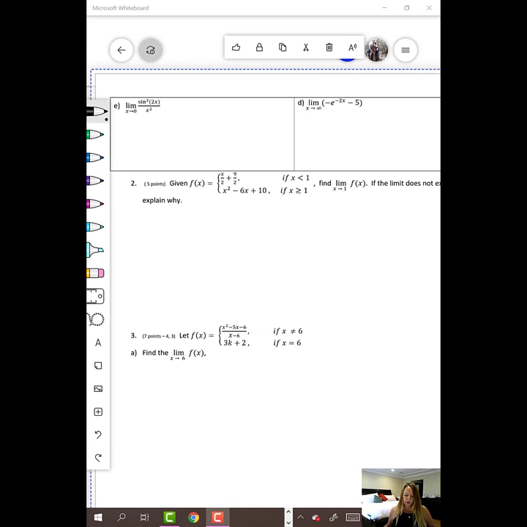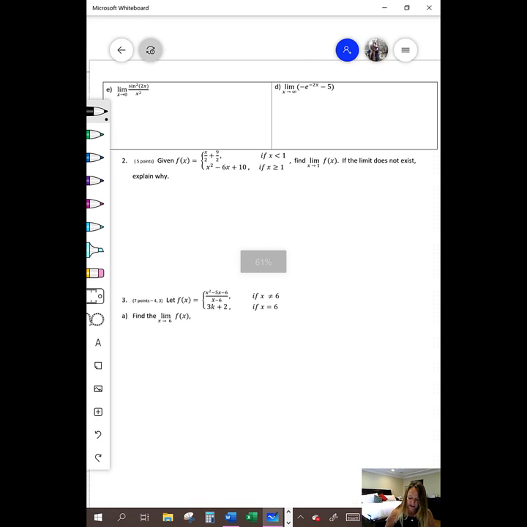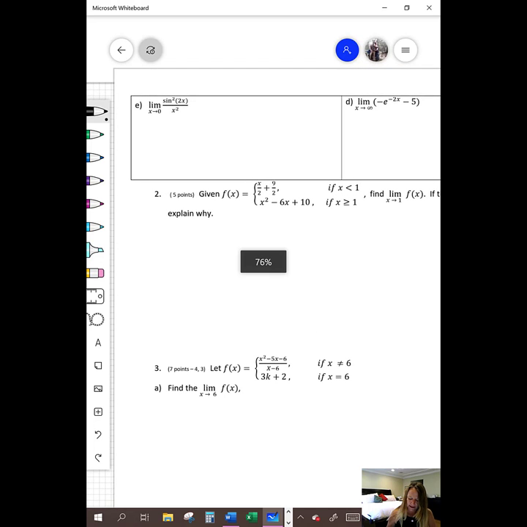So part E, we're looking at the limit as x is approaching 0 of sine squared of 2x all over x squared. So we want to use the fact that the limit of sine of x over x as x goes to 0 is 1. And so we can manipulate this so that we can get that to fall out. And so let's rewrite this. This is the same thing. The sine squared of 2x is the same thing as sine of 2x times sine of 2x.